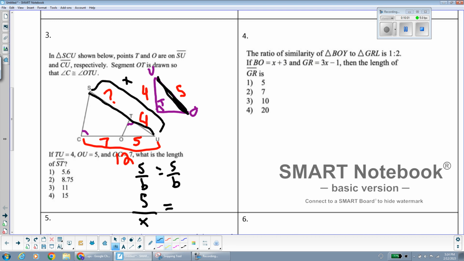I'm going to take another side from the small triangle. So the only other one I know, oh, I did 5 already. My bad. The only other side I know is 4. So let me put 4 as my numerator. And then when we redraw the triangles facing the same way with their corresponding parts in the correct order, this is on the left of the triangle, so it's going to correspond to the left side of the big triangle.